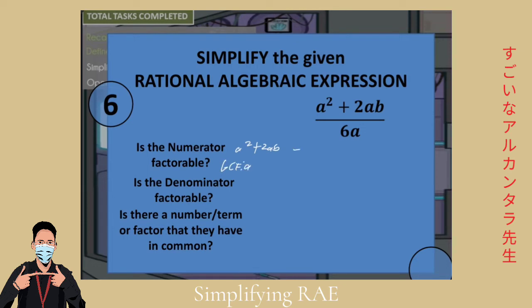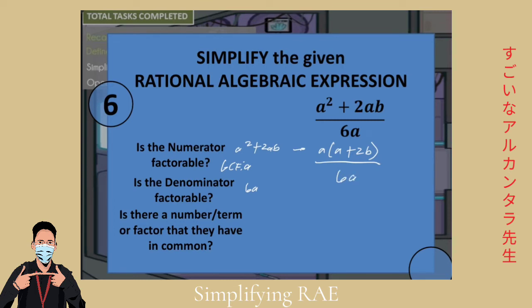So this will now become a times the quantity: a squared divided by a is a, and 2ab divided by a is 2b. So that's it. And now, again, your denominator is 6a. It's not factorable, it's just a monomial. So we just copy it right here.